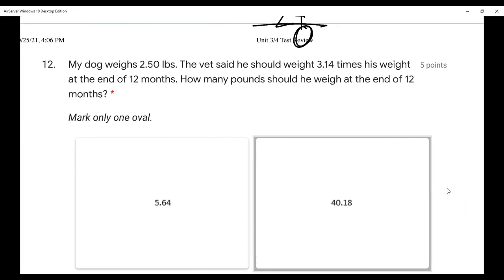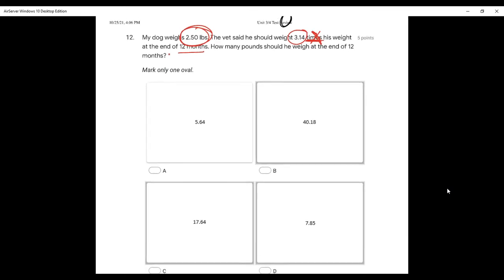So look at this next one. My dog weighs 250 pounds. The vet said he should weigh 3.14 times his weight at the end of 12 months. How many pounds will he weigh at the end of 12 months? So I don't have the total he's going to weigh at the end. So I'm looking for the total, so I'm going to multiply. Plus it says the word times, so we're multiplying these two numbers.